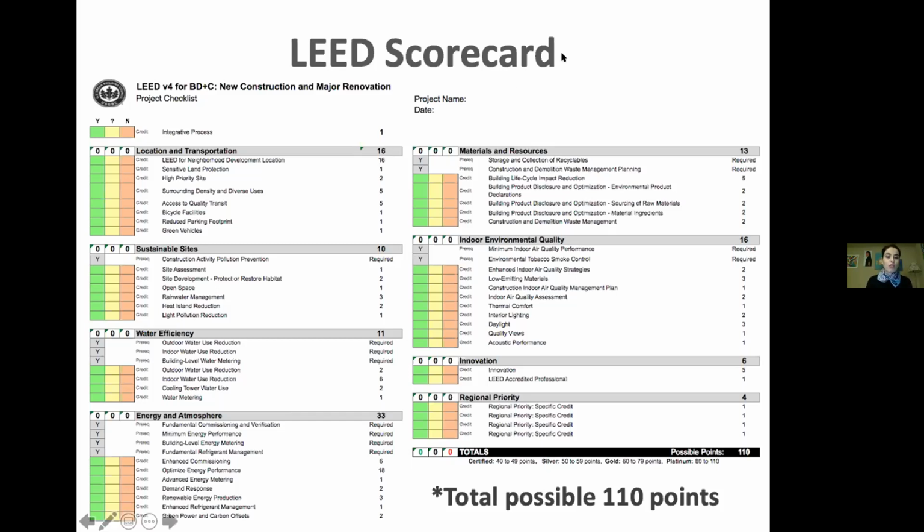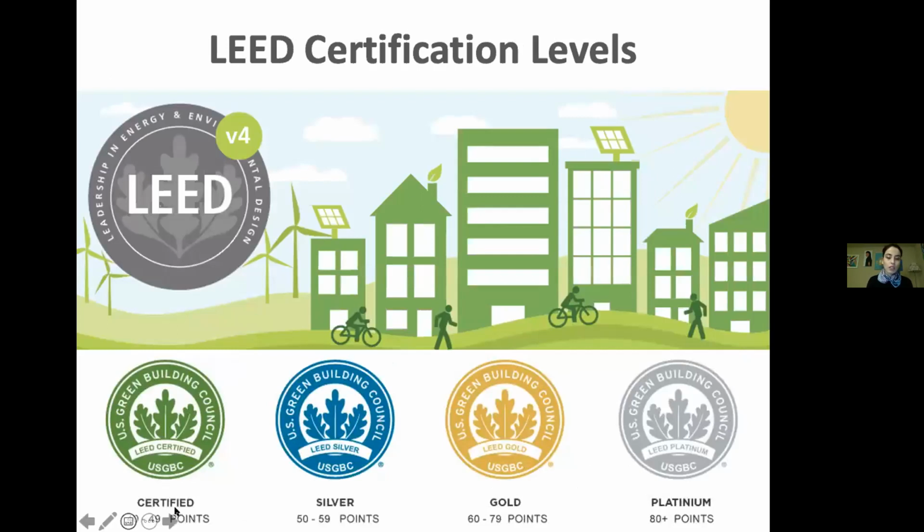Also, it takes into consideration sustainable sites and doing different kinds of assessments for the site, making sure it's not polluted, and taking into consideration the sensitivity of the land. Also, we take into consideration water efficiency, the energy consumption, and the materials that we're using. Are they locally sourced? Are they green certified? Have they been manufactured in a sustainable manner, and so on. Also indoor environmental quality and innovation. You can achieve a total of 110 points. There are different certification levels based on how many points you achieve, from certified to platinum.